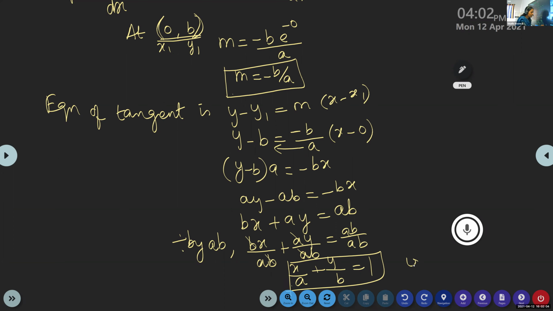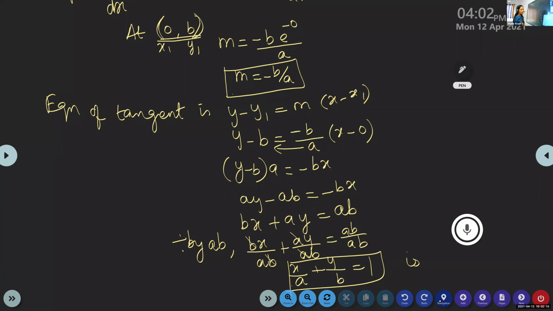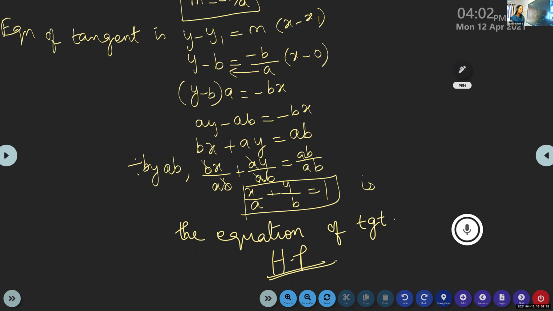x by a plus y by b is equal to 1 is the equation of the tangent. Hence, proved. We have proved that x by a plus y by b equal to 1 is the equation of the tangent. Okay? Go through this question. Do the same questions again as homework, because these are important questions.